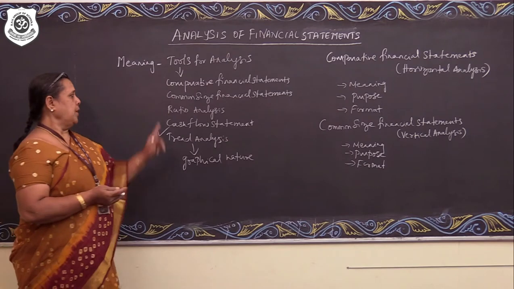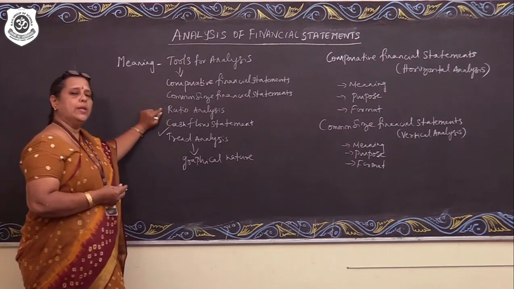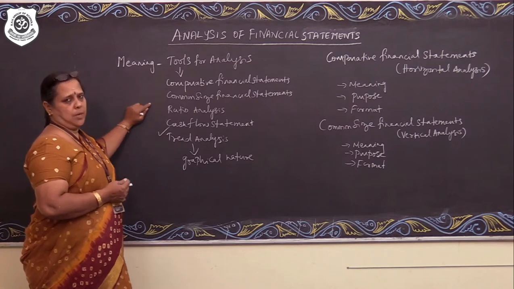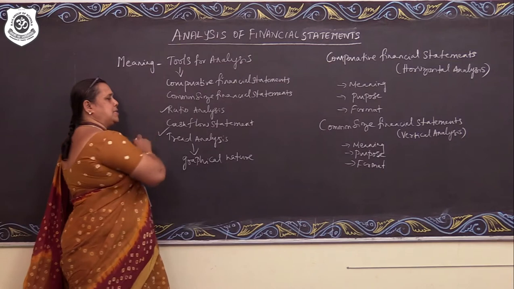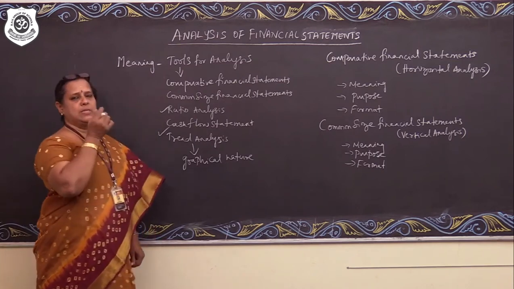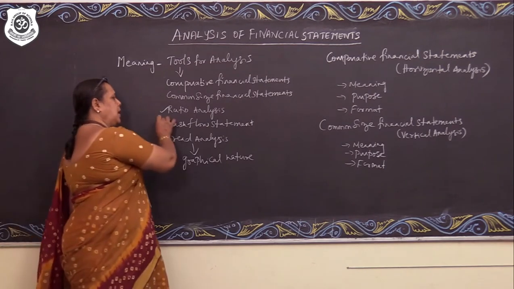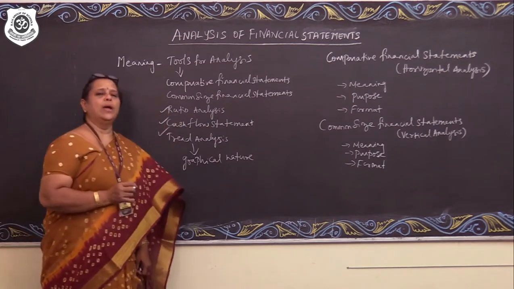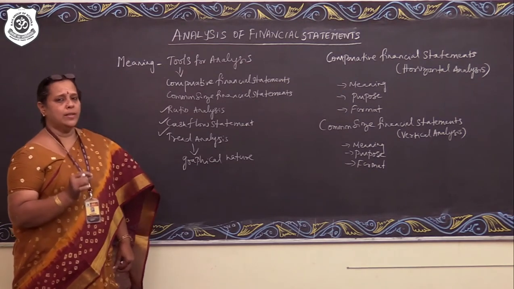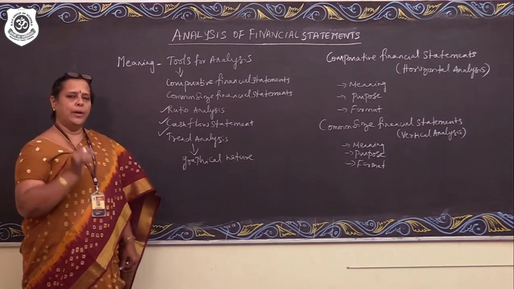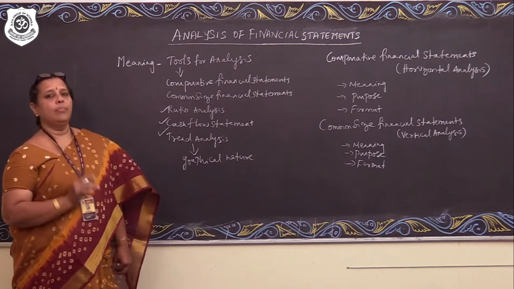Accounting ratios are the critical examination of the relationship between 2 variables of a financial statement. So it is basically numerical in nature, expressing the relationship between 2 variables. A cash flow statement is a statement prepared to analyze the relative inflows and outflows of cash and cash equivalents due to operating, investing and financing activities.